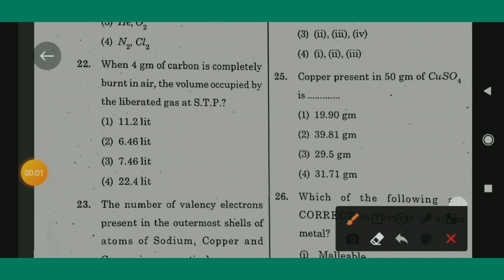So for the copper present in 50 grams of CuSO4, option 1, 19.90 grams, is the correct answer.